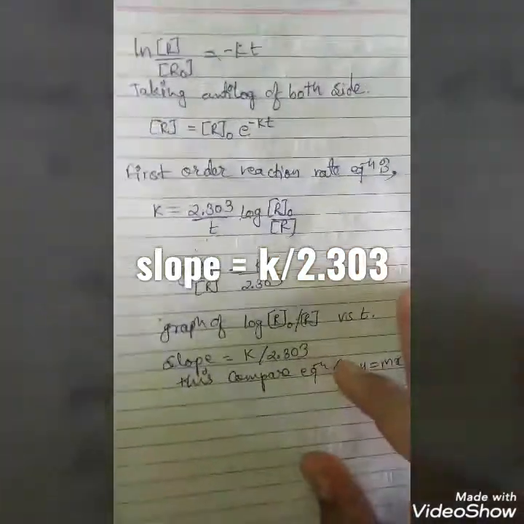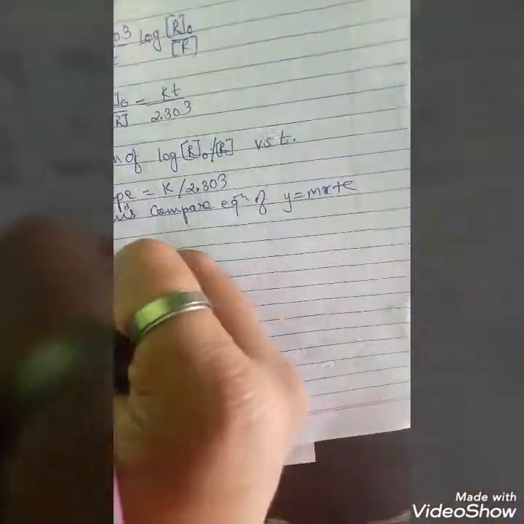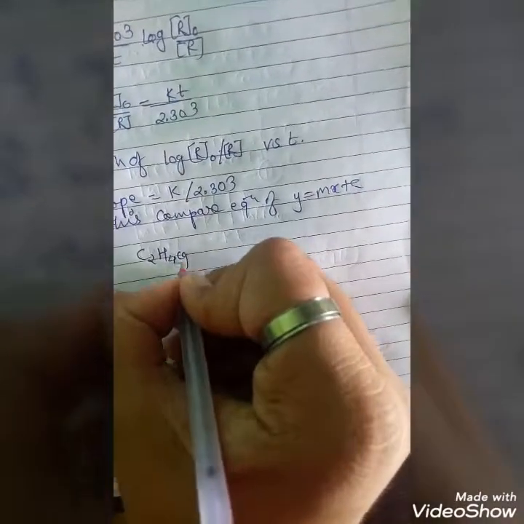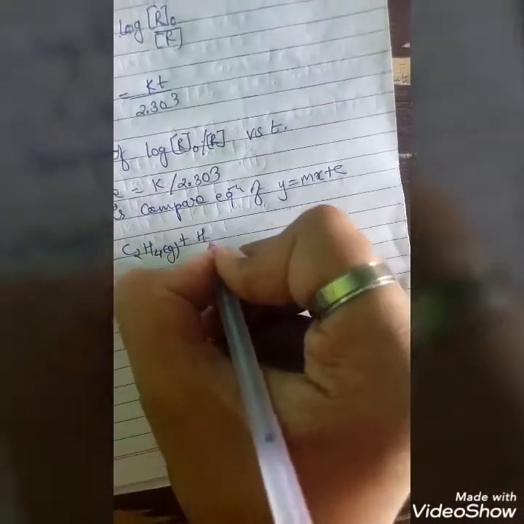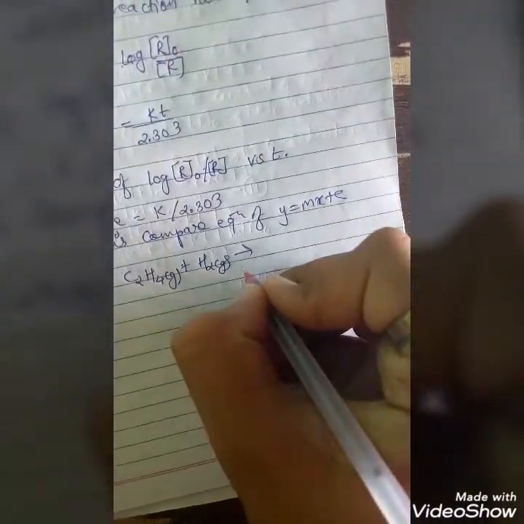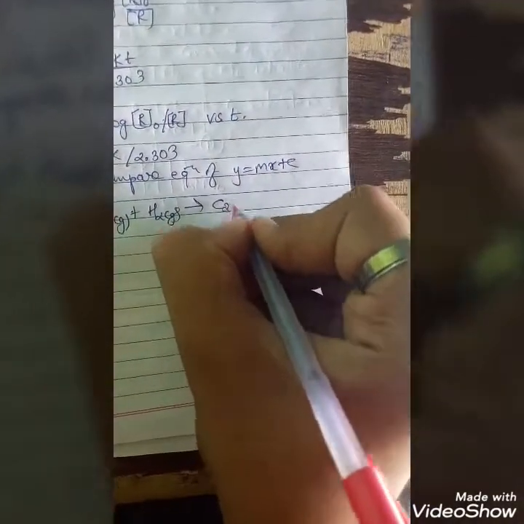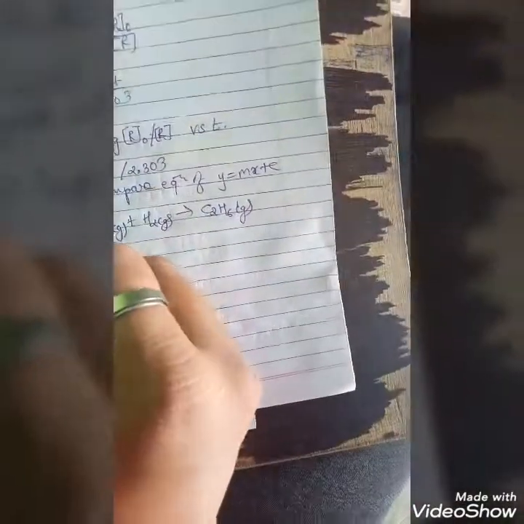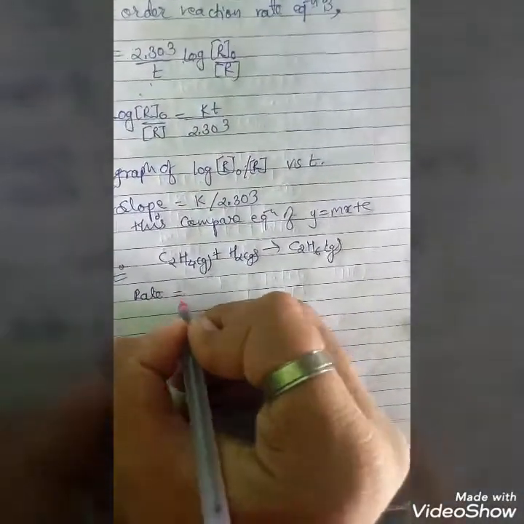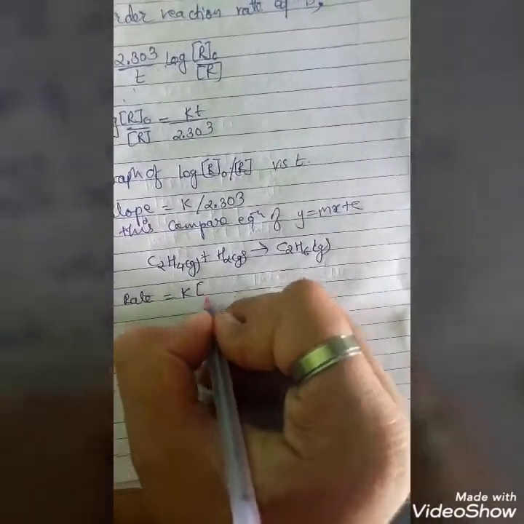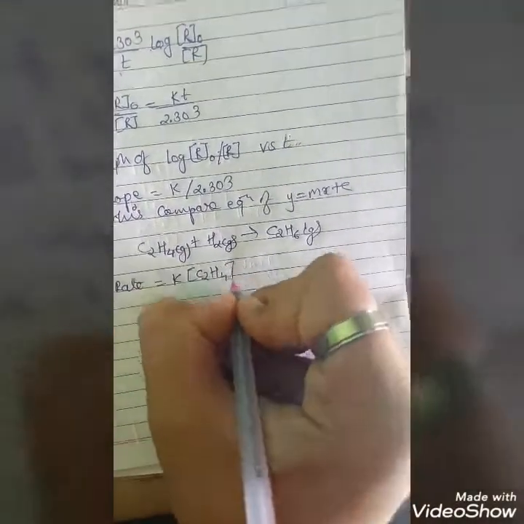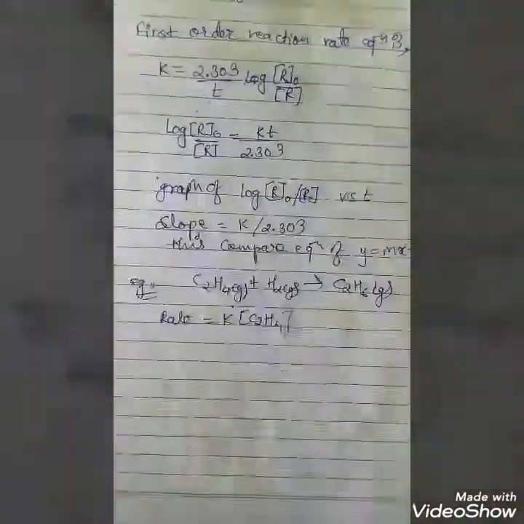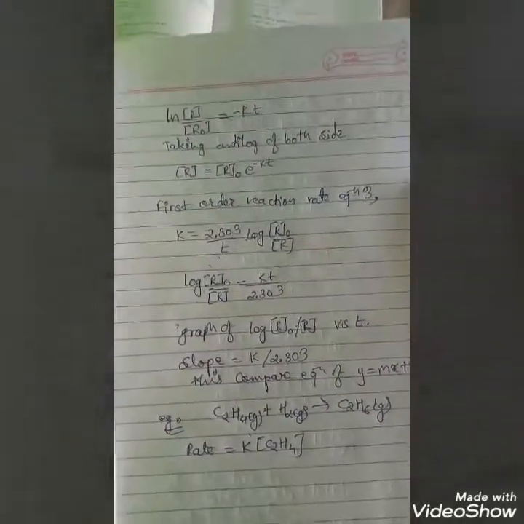So now we take the reaction first. For example, C2H4 gas plus H2 gas converted into C2H6 gas. Now the rate of reaction is equal to k times the concentration of C2H4, the reactant. So here we complete the derivation of the first order reaction.